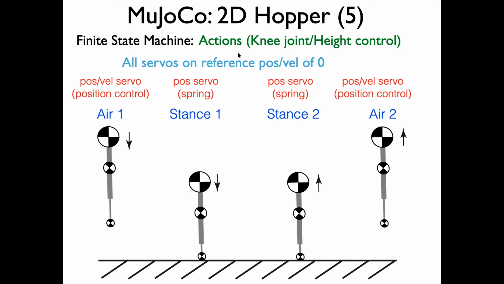Remember, we have a position velocity servo on both joints, right? So I'm going to set all the servos to have a 0 reference. So everything at 0. And I'm not going to play here with the hip servo at all. I'm only going to play with the knee servo. The reason is that I only want to think about how to do height control. So this is actually incorrect. Yeah, my bad. This is right: the knee joint is used for height control.